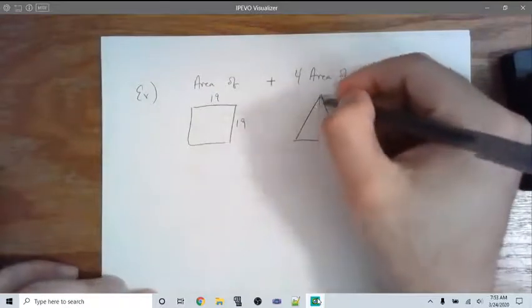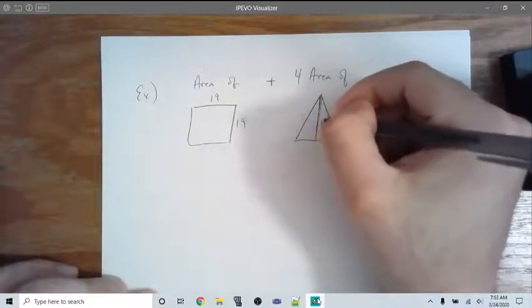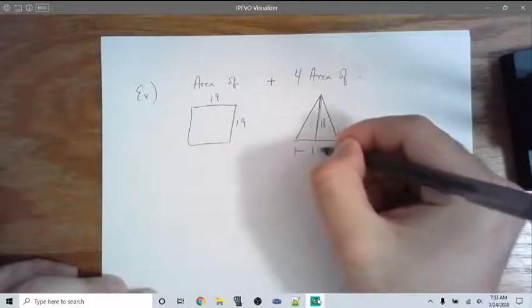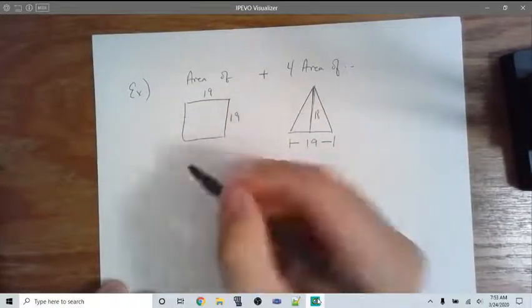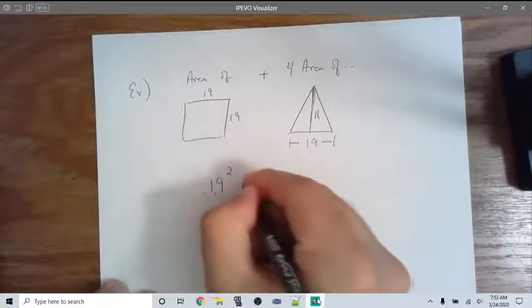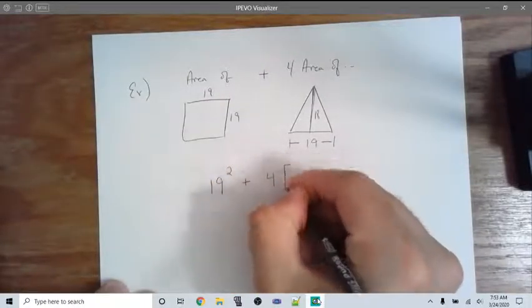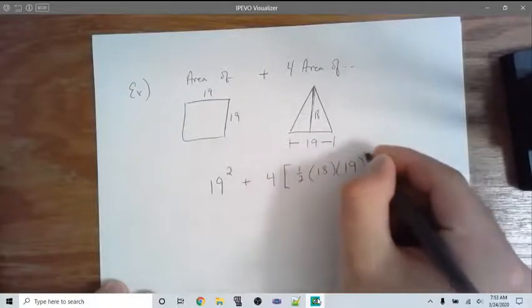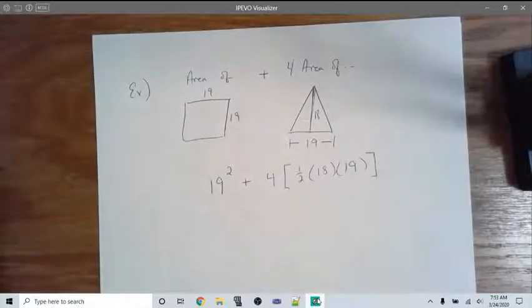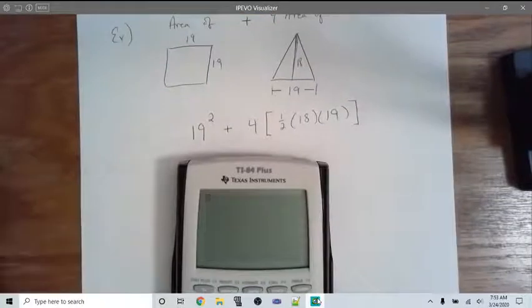Now these triangles, again, we had a height of 18, but they have that same base of 19 here. So it's going to be easy enough. I'll take the area of this one, so that's going to be 19 squared, plus 4 times the area of this one. Now you can simplify some first. Half times 18, that's really easy to work with. But this is one of those times where even I go to the calculator because it's more a matter of saving time.